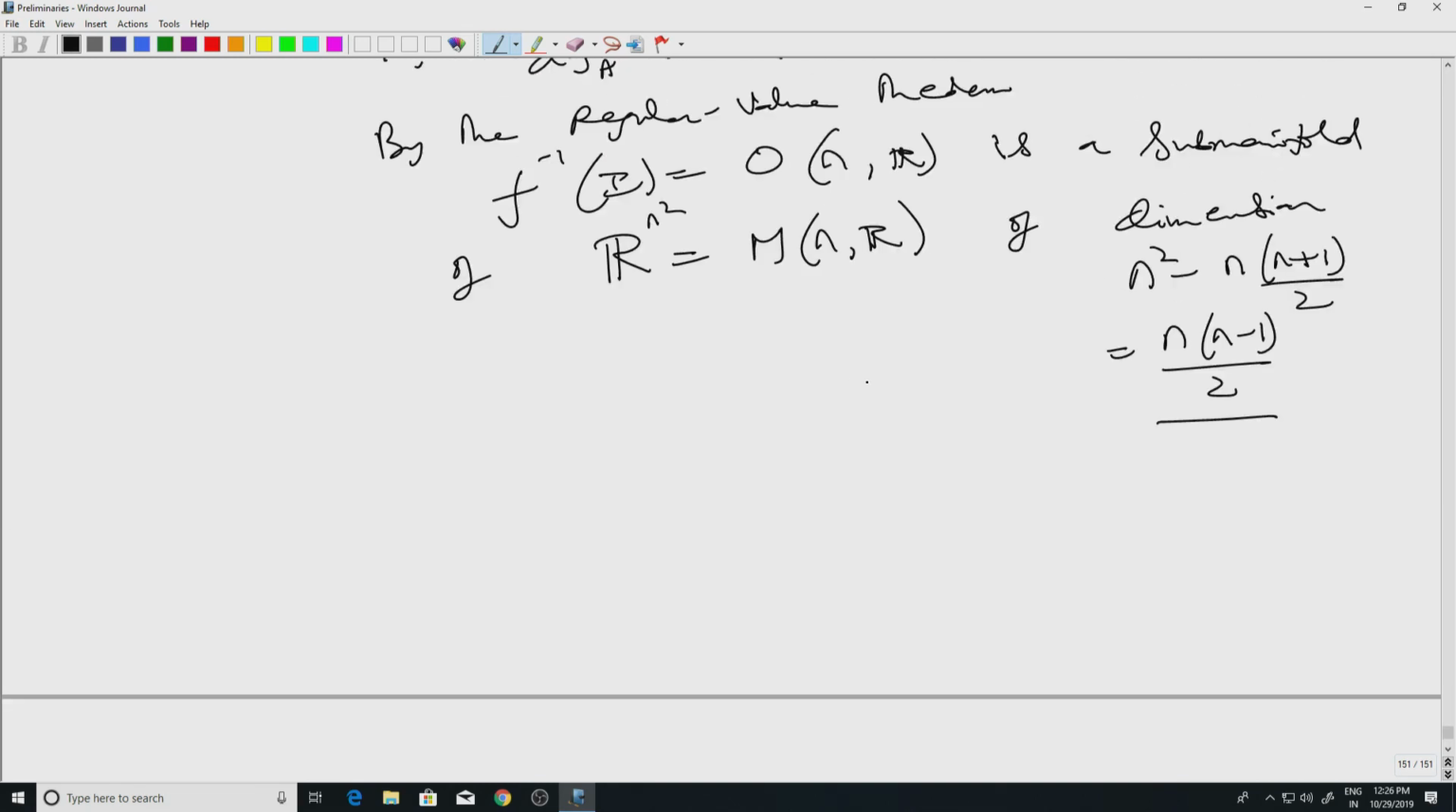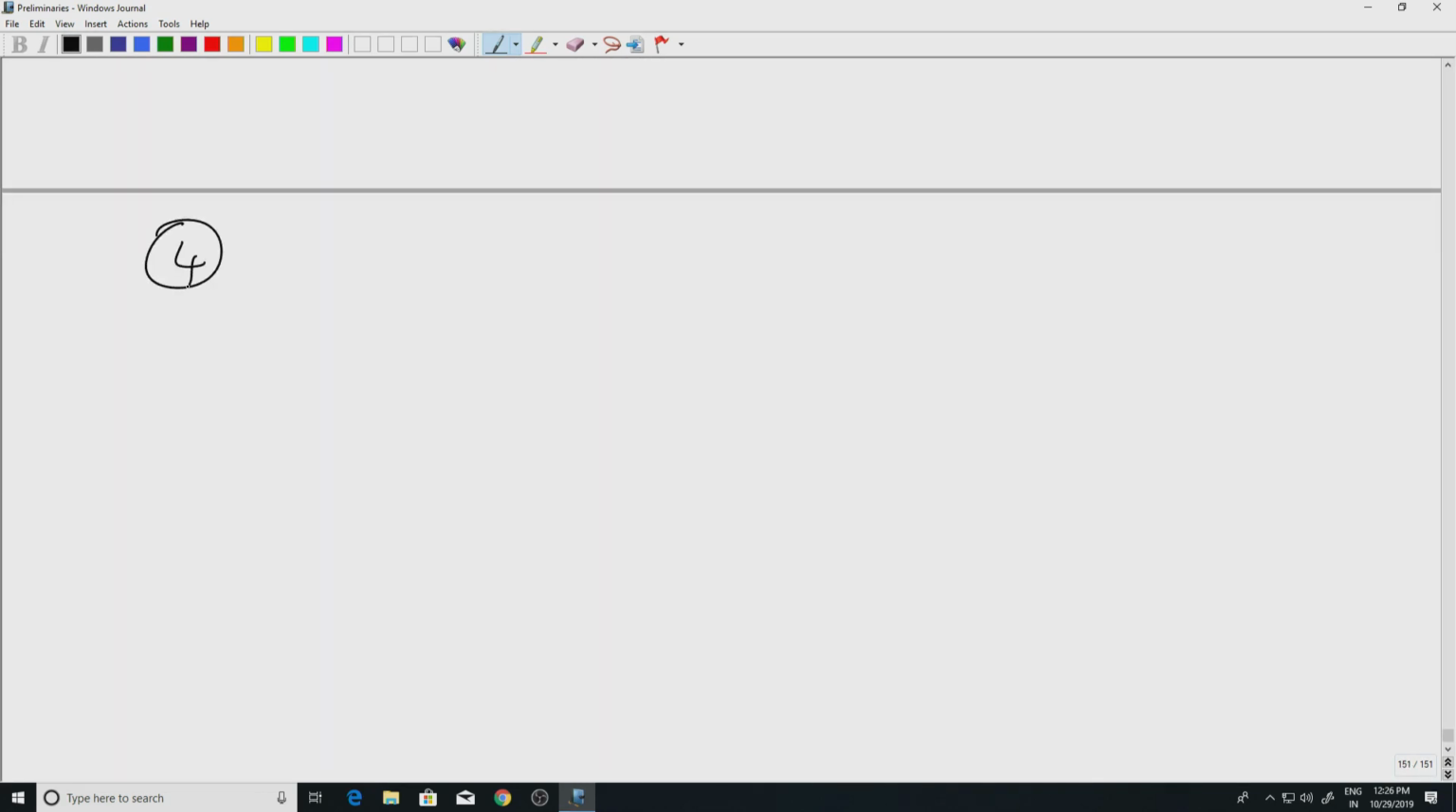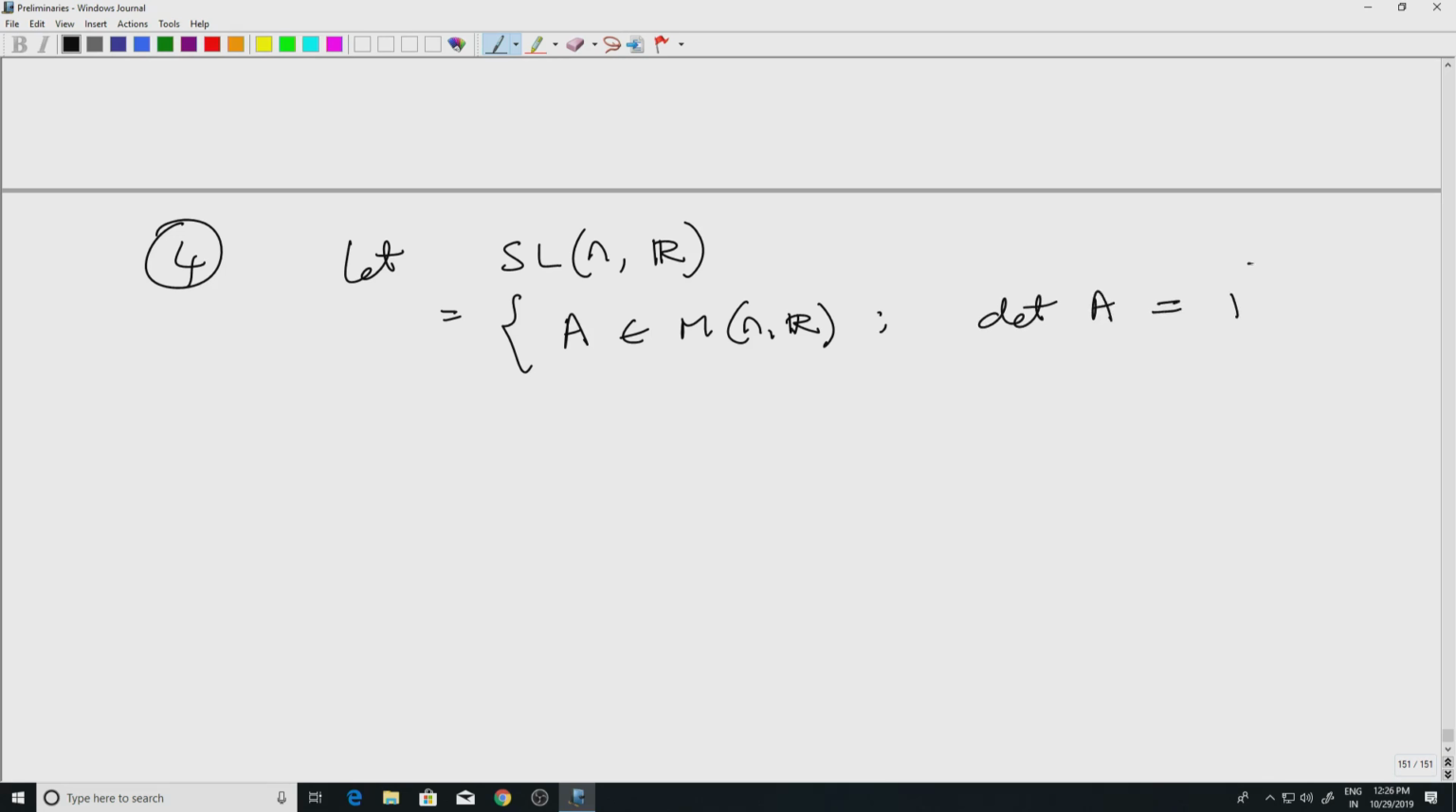Now there's one more interesting example that I would like to discuss, which arises from matrices. So this was example number 3. Let SL(n, R) be the set of n cross n matrices with determinant of A equal to 1. So let's prove that this is also a manifold.